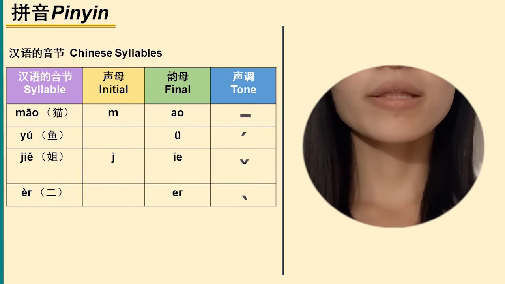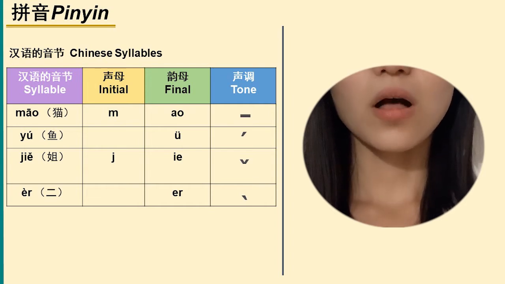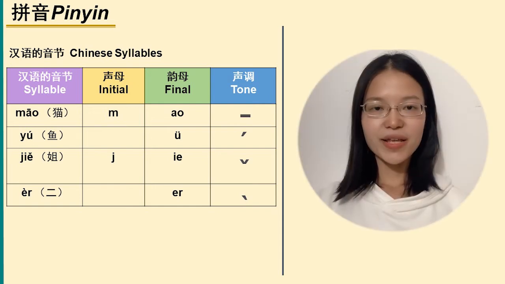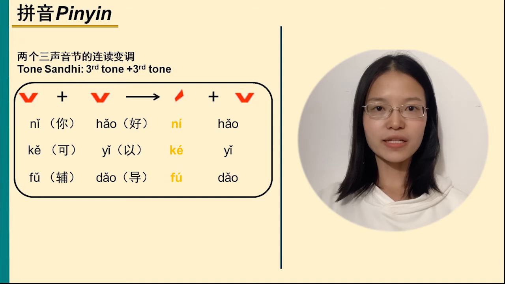The last one is er, only composed of final, and the tone is the last. That's er, which means number 2. Next, we can see when two third tone characters are put together, usually the tone of the first character changes to the second. Now you can follow my pronunciation of these examples.